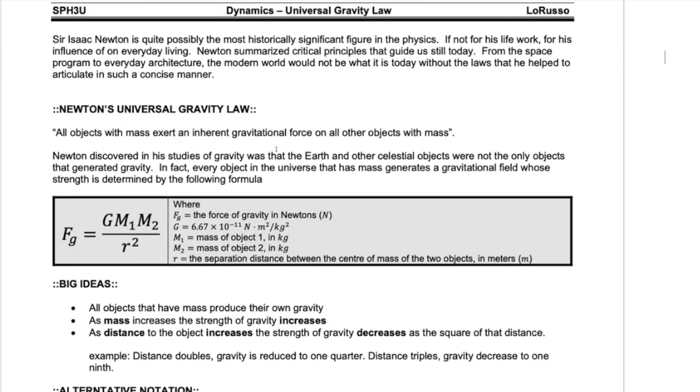Sir Isaac Newton, however, speculated, and in fact did better than speculate. He was able to show with significant mathematical accuracy that gravity was not just the dominion of large objects such as planets, moons, asteroids, etc. He discovered that gravity was generated by any object that had mass, which is a pretty incredible revelation.